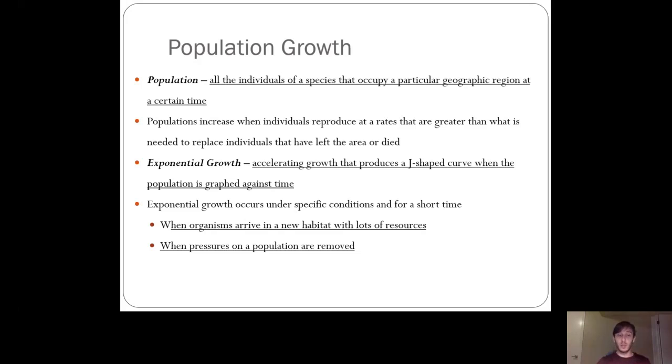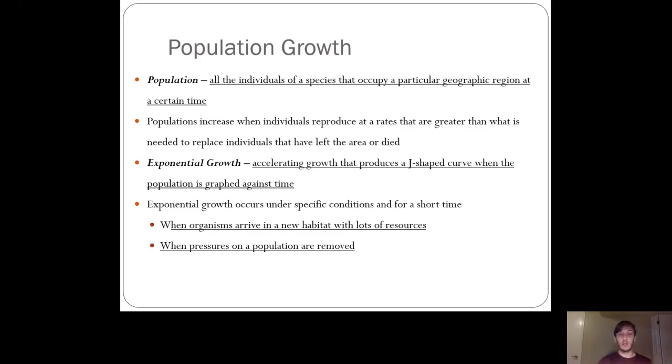Now, what causes populations to grow that quickly? What causes growth that is accelerating? In other words, the rate at which something is growing is increasing. Well, when new organisms arrive in a habitat that has a lot of resources, in other words, a lot of water and food and shelter, all of the things that that organism might require to survive. When there's an abundance of that, the population is going to grow very, very fast.